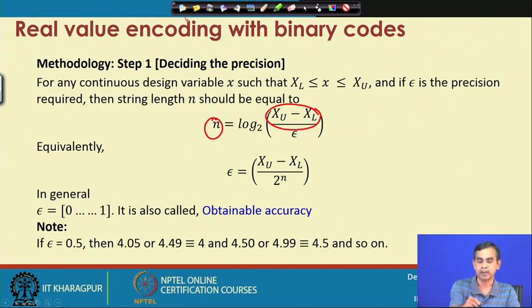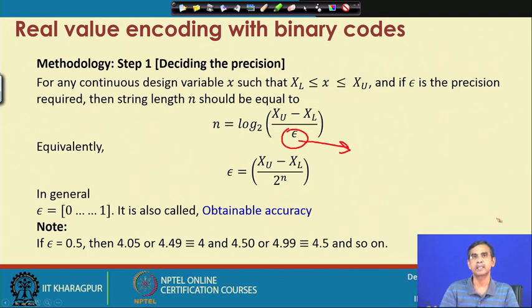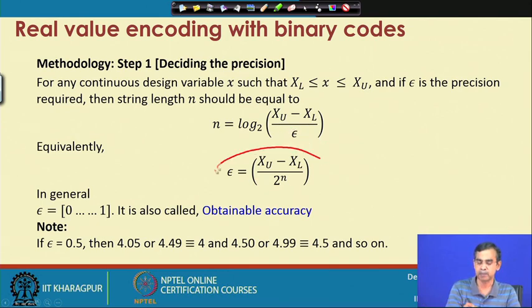Here, one important factor, epsilon, decides the obtainable accuracy, meaning how much accuracy you want to have. From this expression, epsilon can also be calculated using this formula. So the obtainable accuracy can be calculated, and based on it we can decide n, the number of bits required to represent a real value.